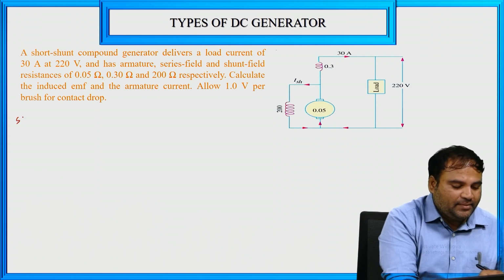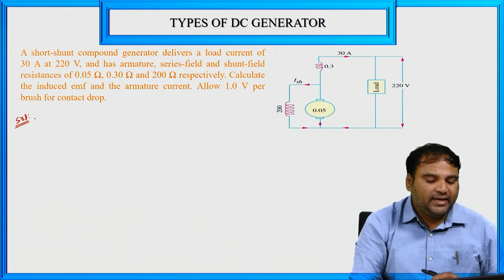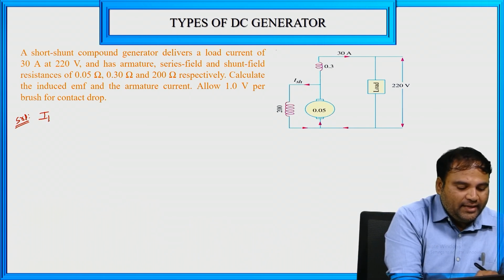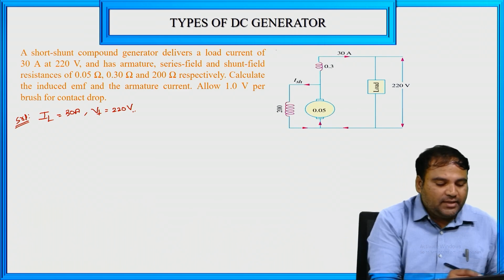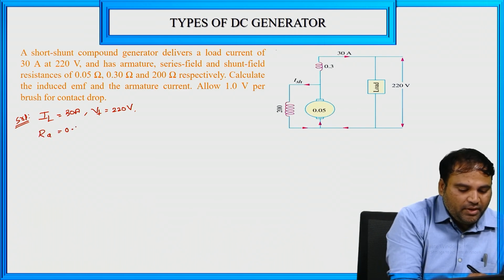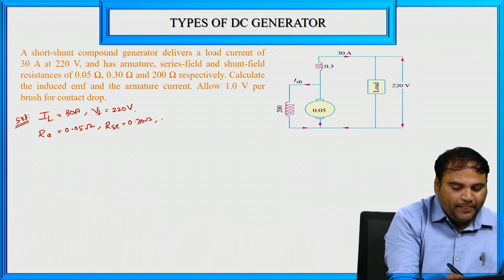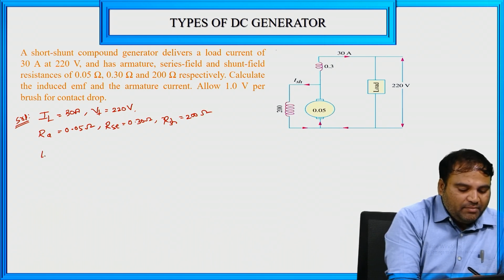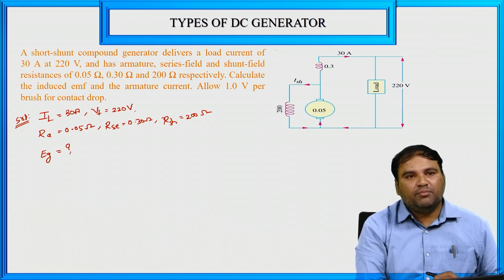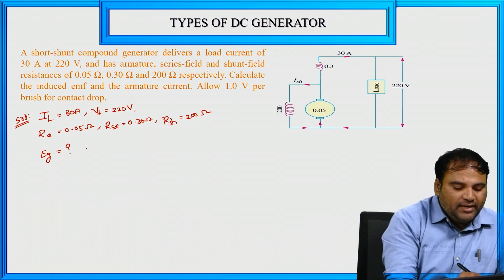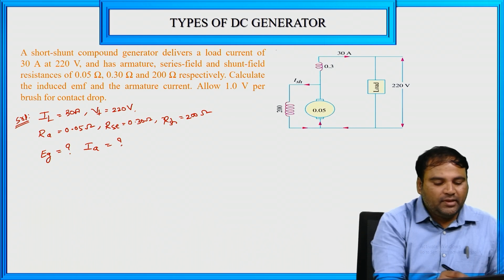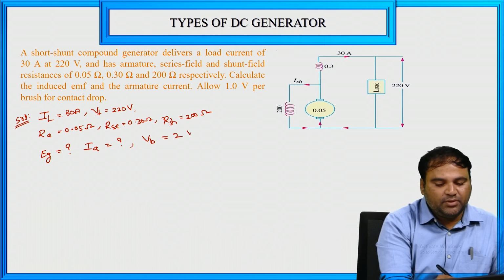First of all, write the given data. A short shunt compound generator delivers a load current IL equal to 30 amperes at a terminal voltage Vt equal to 220 volts, with armature resistance Ra equal to 0.05 ohm, series field resistance Rsc 0.30 ohm, and shunt field resistance Rsh equal to 200 ohm respectively. We need to calculate the induced or generated EMF and also the armature current Ia, and Vb is 1 plus 1, that is 2 volts, right?